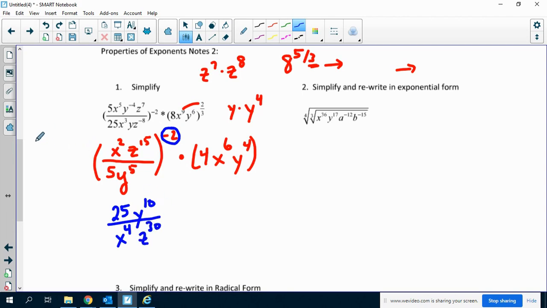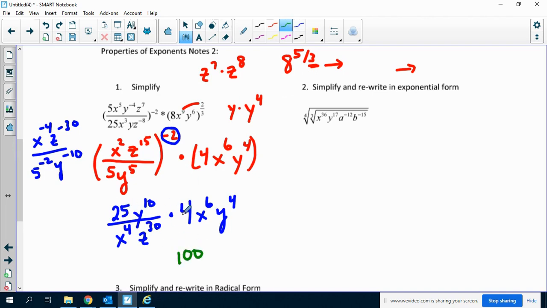Now I could have done that by saying x to the negative 4th, z to the negative 30th, 5 to the negative 2, y to the negative 10, and then flipped everything. But it was just kind of easier to do it all in one step. And then I multiply that by 4 x to the sixth y to the fourth. So the final answer, after I simplify everything, is going to be 25 times 4 is 100.